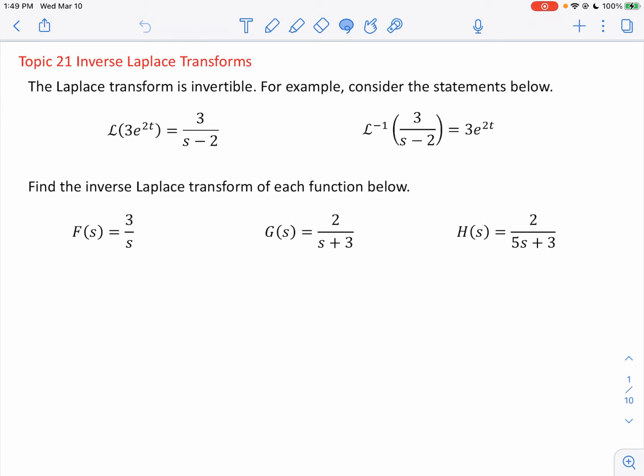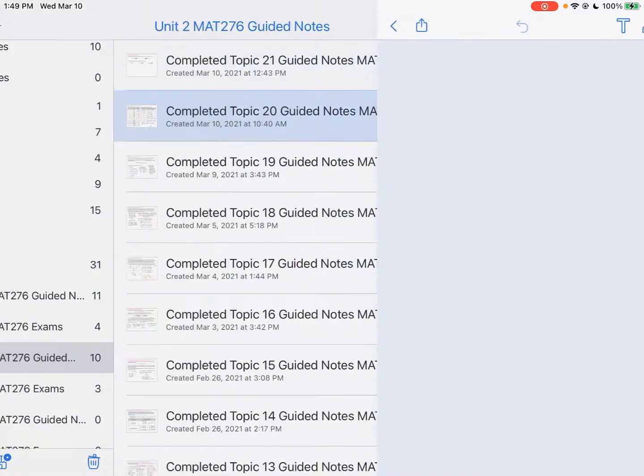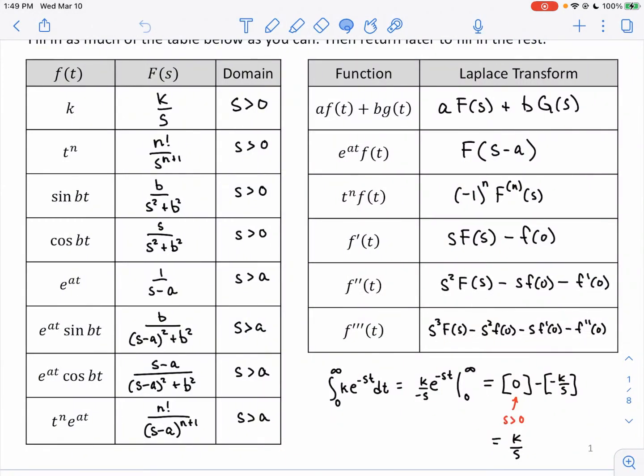Find the inverse Laplace transform of each function below. So we're trying to recognize these Laplace transforms as something that would be in our table that we've explored in the last topic. So I'm going to toggle back to that table. And if we can somehow put these functions in a form that is one of these, then we can use this table to go backwards and figure out the inverse Laplace transform.